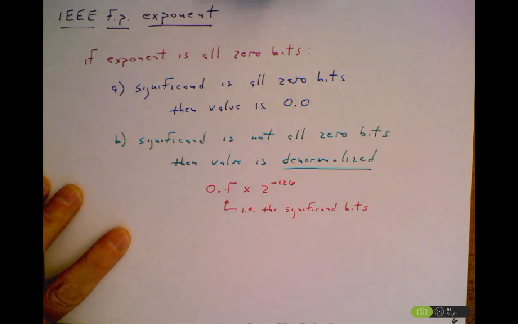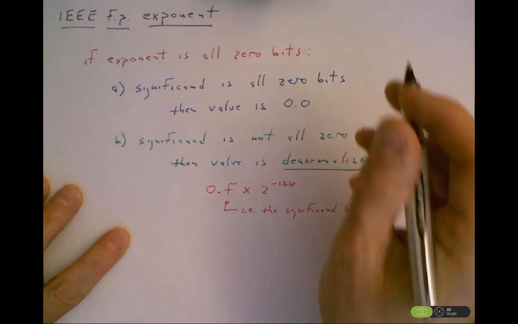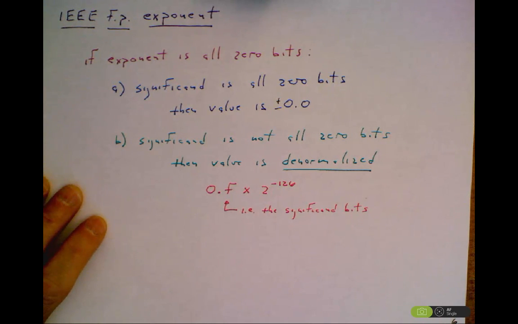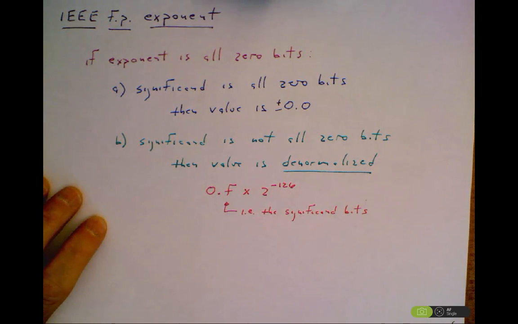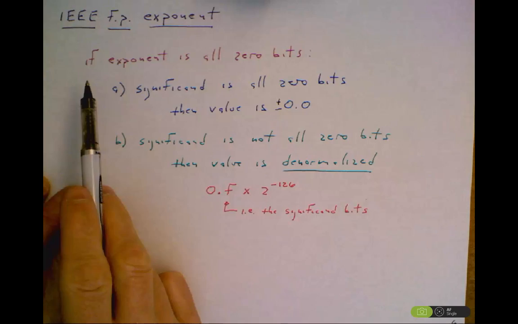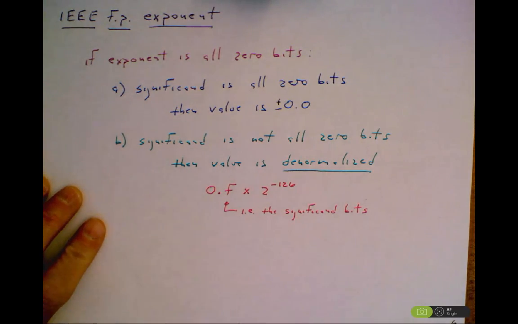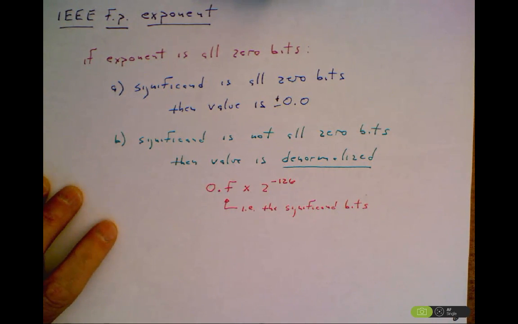Note it can be signed actually, because the sign bit can be either set or not set in that case. So this really should say plus or minus 0. However, if the exponent is all 0 bits and the significand is not all 0 bits, then the value is called denormalized.